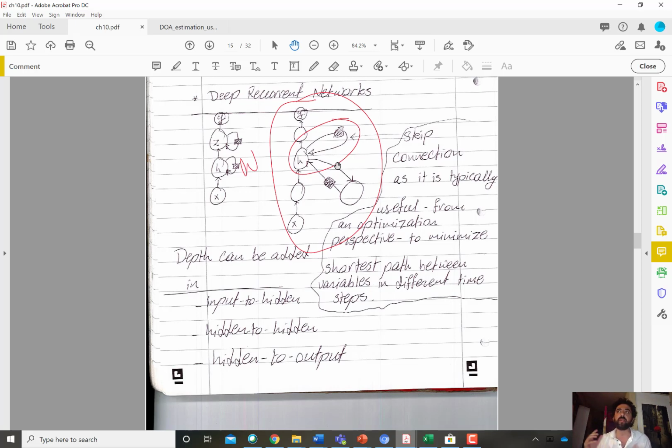And so there are a lot of optimization implications of these choices, and also statistical implications on capturing the longer term temporal correlations.